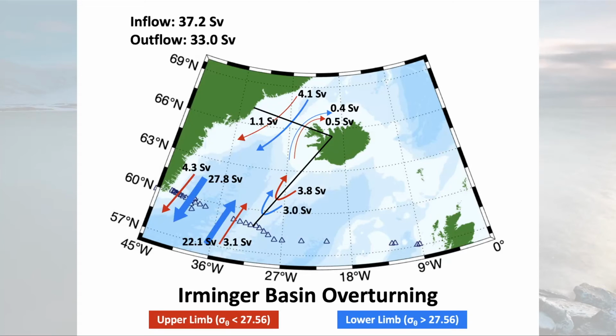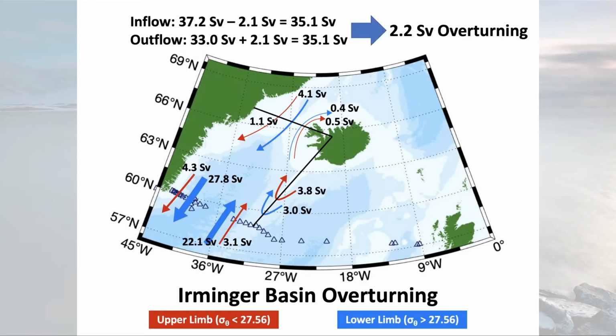And we once again have a bit of a transport discrepancy, but if I just go ahead and, without trying to account for where this discrepancy is coming from, evenly distribute it to the inflow and the outflow, take 2 Sverdrups away from the inflow, add 2 to the outflow, and then proportion it equally to what we have there through our observation, that would only result in about 2 Sverdrups of overturning.